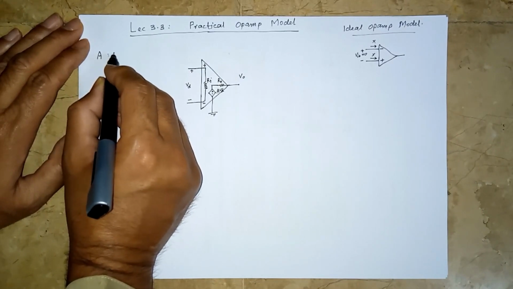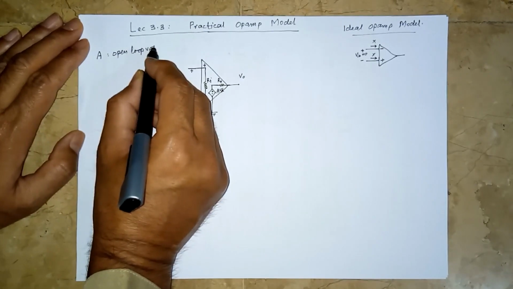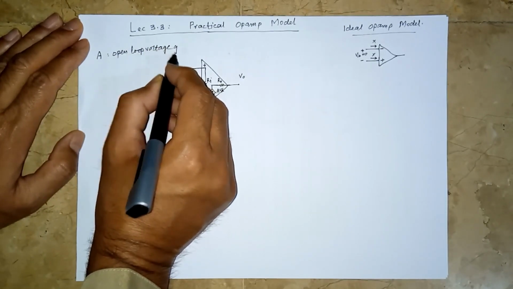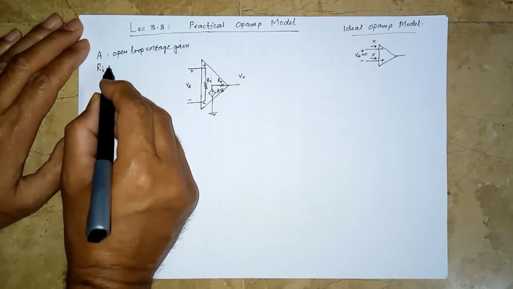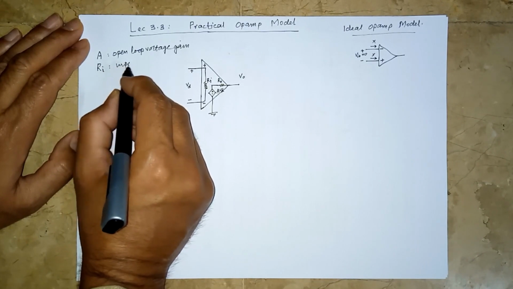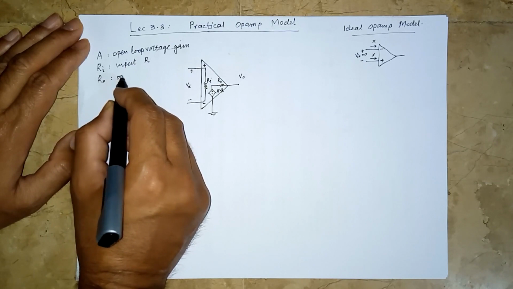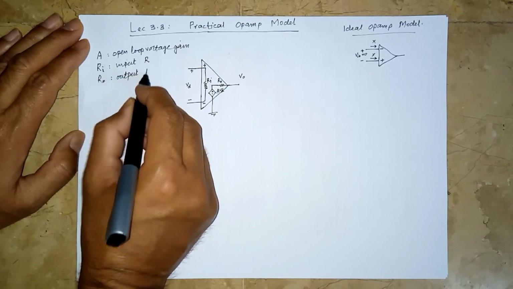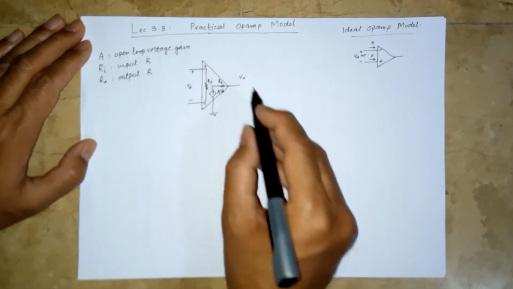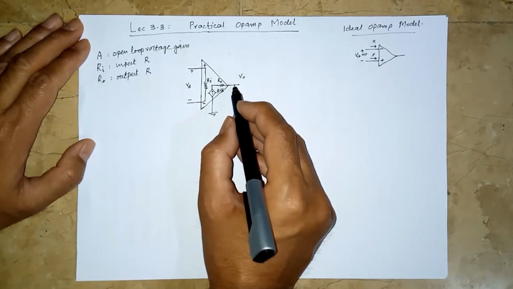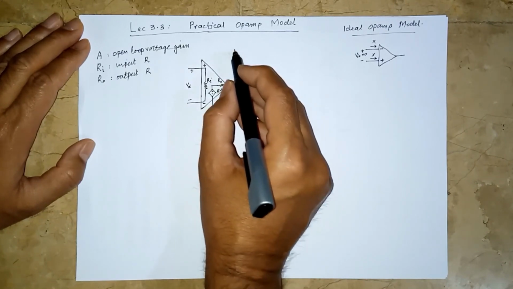A is known as the open loop voltage gain, Ri is known as the input resistance, and Ro is known as the output resistance. The open loop voltage gain is the gain when there is no path from the output to the input.